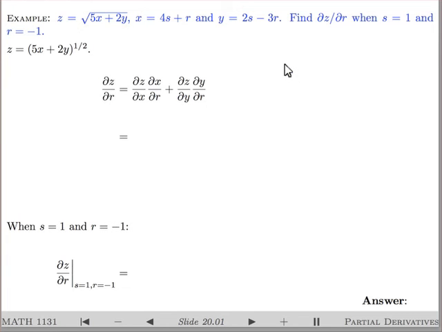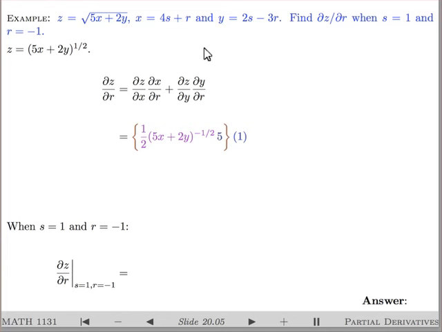Z is 5x plus 2y raised to the power 1/2. So I use the power rule. First differentiate for the exponent 1/2. So I get 1/2, and then 5x plus 2y to the power 1/2 minus 1, which is negative 1/2. Then differentiate what's inside. That's 5x plus 2y, its derivative with respect to x is 5. Then we do dx over dr. So differentiate this with respect to r, which gives me just 1.